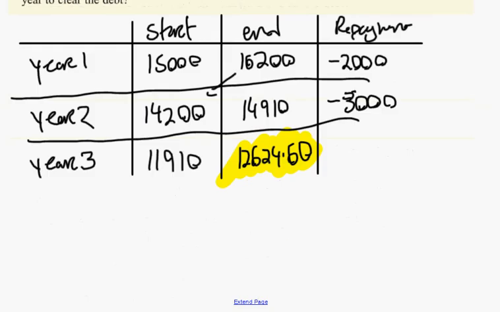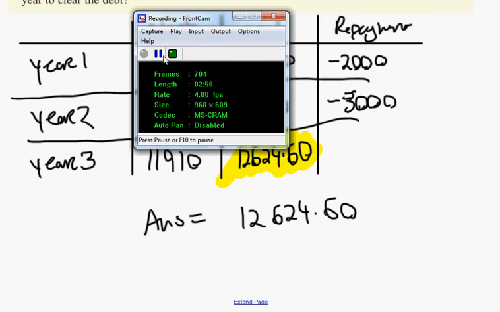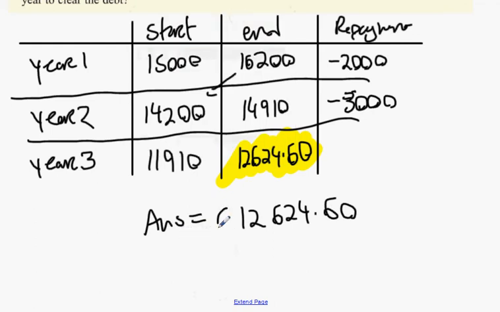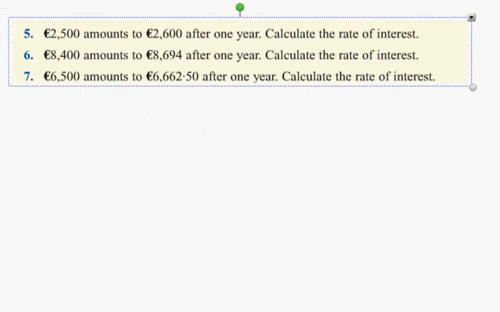So just spell it out for them in the exam. Don't just leave it in the table. Just say answer equals 12,624.60. Okay. Any questions? And you're specifying that it is a euro question. Okay, moving on. It'll be alright, but if you remember it, put it in.